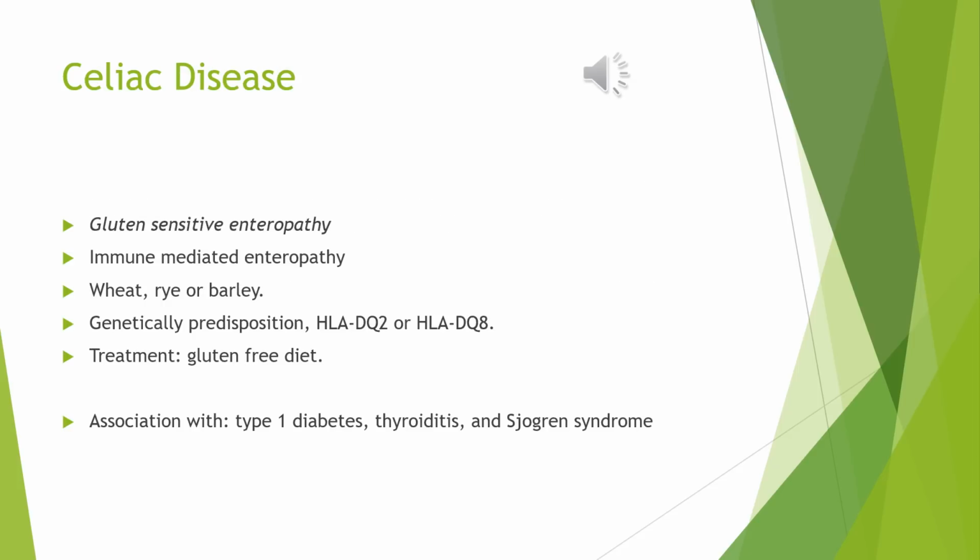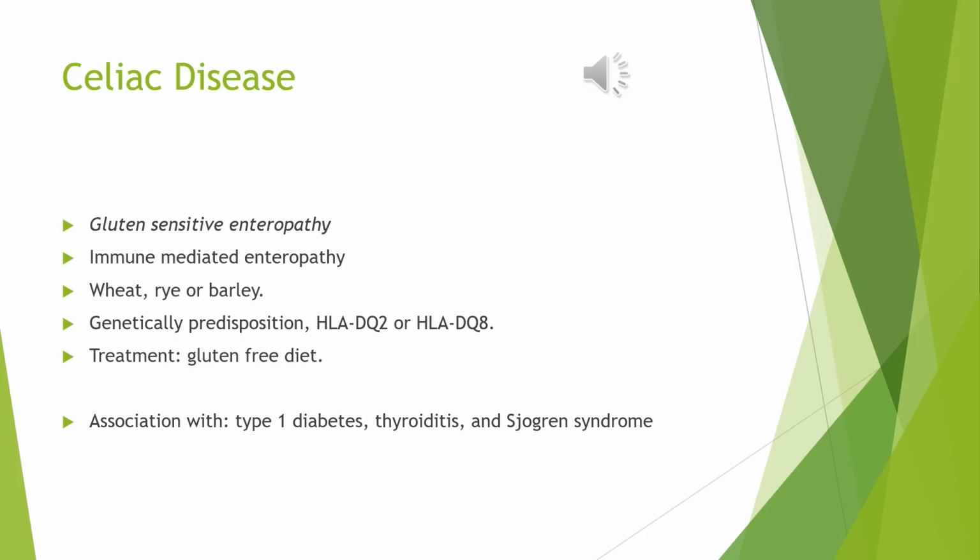One of the most important diseases that cause malabsorptive diarrhea is celiac disease, or wheat sensitivity. It is also called gluten-sensitive enteropathy, and this disease is an immune-mediated enteropathy due to sensitivity against the gluten material, which is present in many cereals like wheat, rye, and barley. It is present in wheat, rye, and barley.